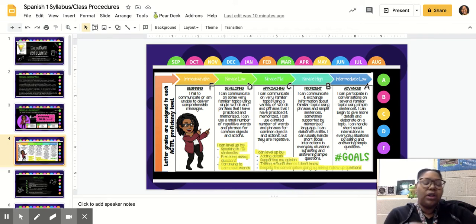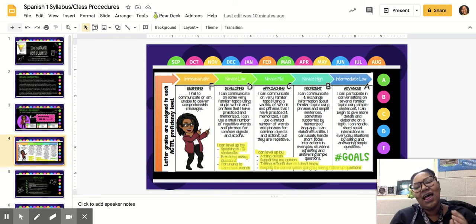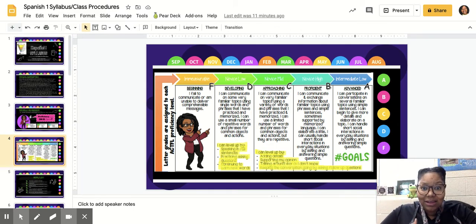Okay, so look at how easy it is just to pass the class, right? Single words and phrases. Once you can do single words and phrases, that is a D, okay? So that's why I say the only way to fail this class is if you do nothing, right? Because, hey, we already know how to say apple, right? Manzana. There you go.